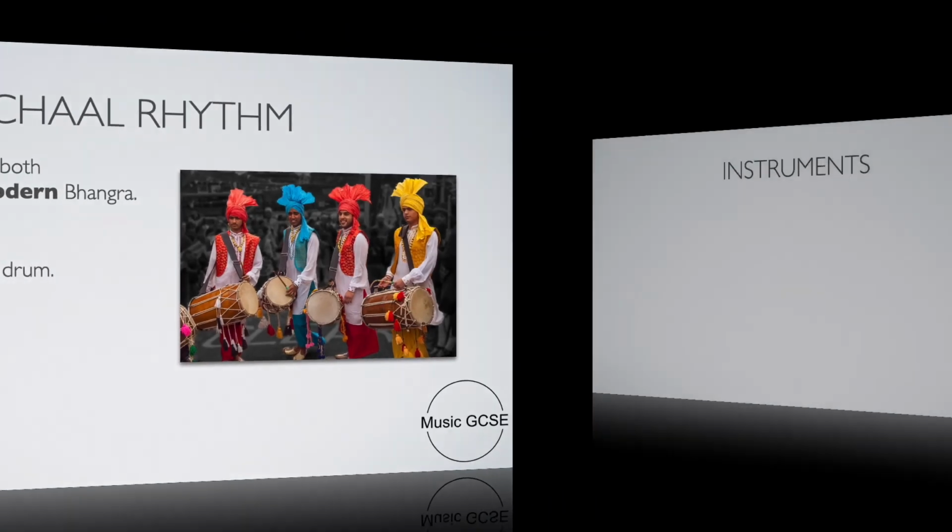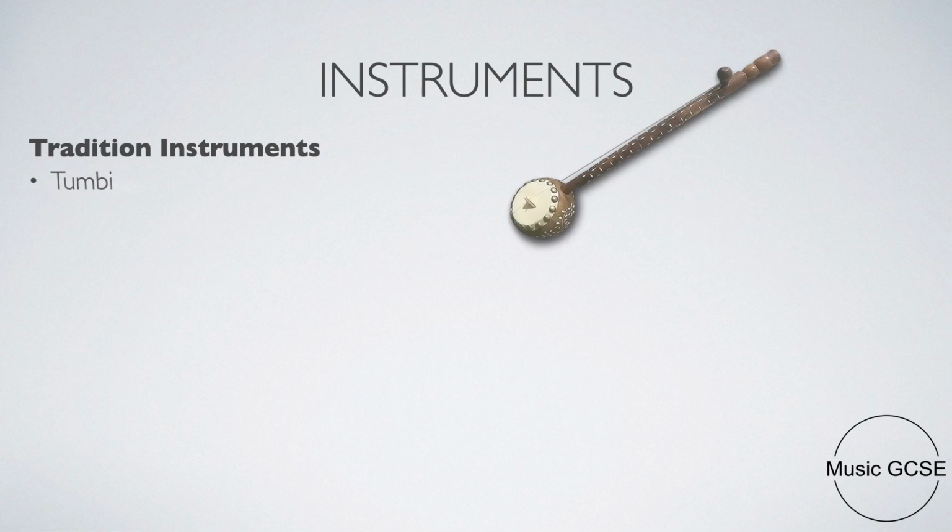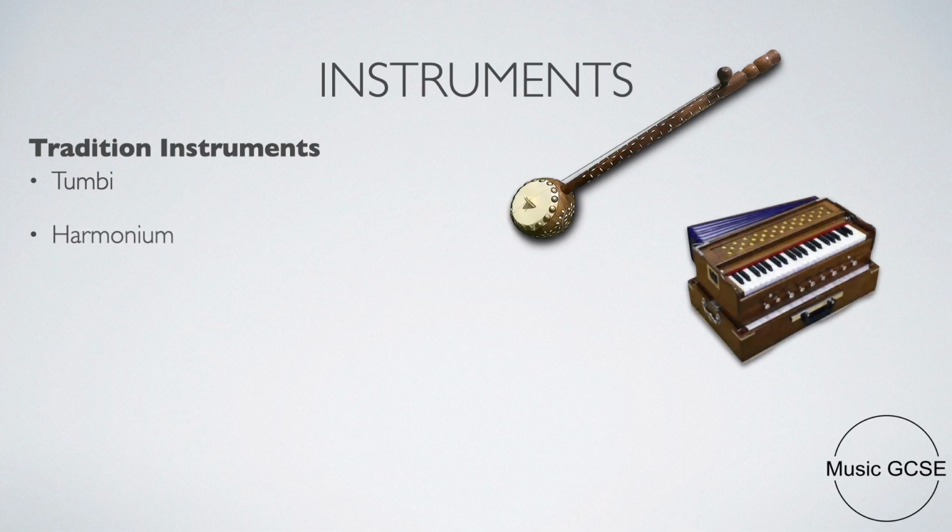Now let's take a look at the instruments used in Bhangra music, and we'll look at the traditional instruments first. Now there could be quite a wide range of traditional instruments, but we'll focus on three of the most common. First of all is the tumbi, which is a simple string instrument with just one string. The next instrument we're going to look at is the harmonium, which is this keyboard-looking instrument here.